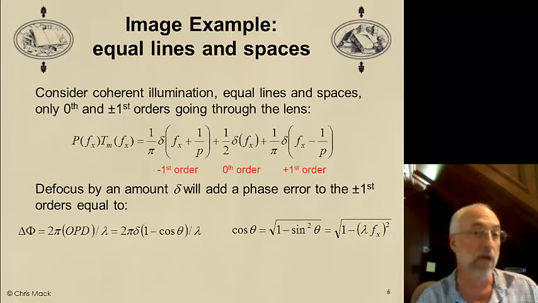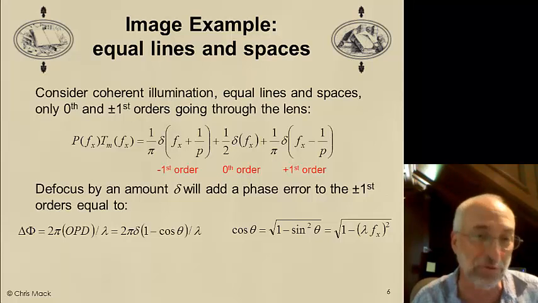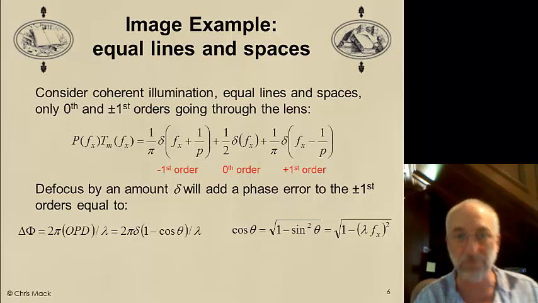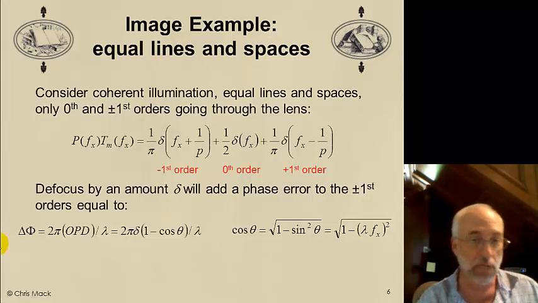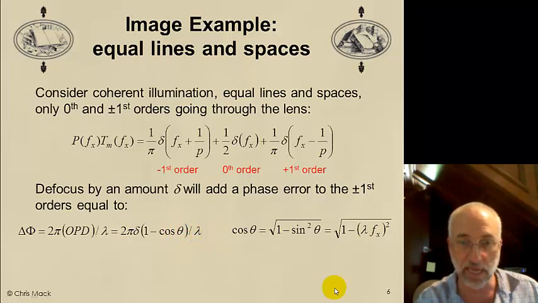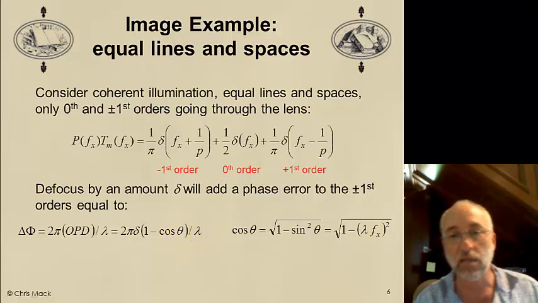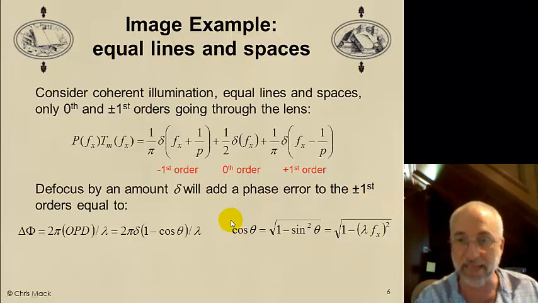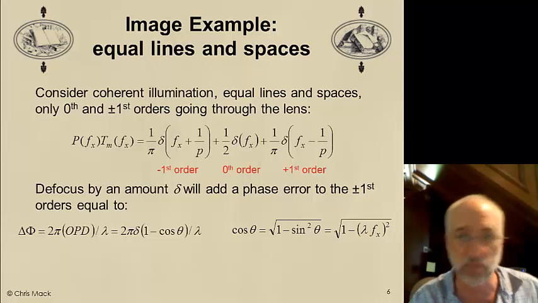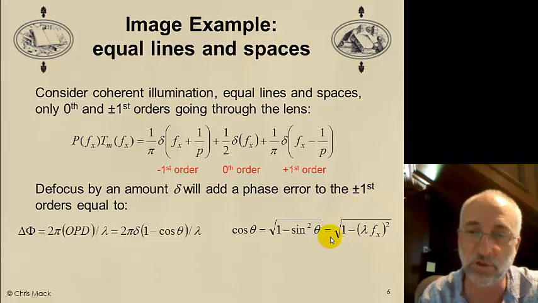We also, I gave you, didn't quite derive it, the equation for the optical path difference. It was the defocus distance times 1 minus cosine theta. Therefore, here is our phase difference: 2 pi defocus distance times 1 minus cosine theta divided by lambda. And cosine theta is related to sine theta, and thus the spatial frequency here. So this is the exact expression. We also mentioned a paraxial approximation to that expression as well, which is just the first term of a Taylor series expansion of the square root.